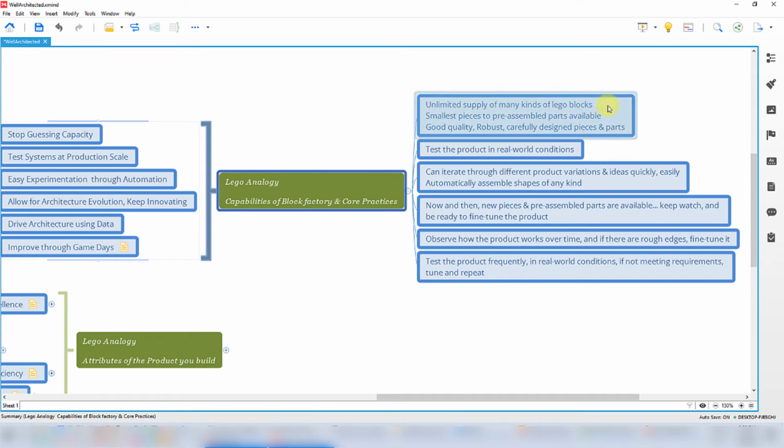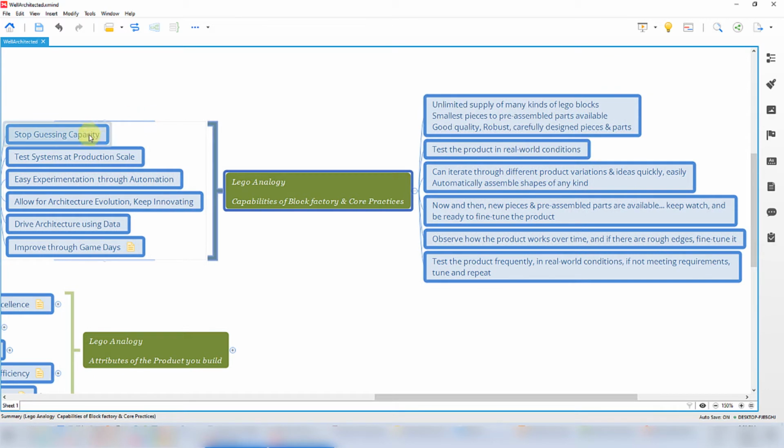So what you have is an unlimited supply of many different kinds of Lego blocks, and you get components from the smallest pieces to pre-assembled parts available on the cloud, and you have high quality, robust, and carefully designed pieces and parts. So you don't have to guess in advance what computing resources you need and how many of them you need. And you should be testing your product in real world conditions, like you would test software at production scale. You can iterate through different product variations and ideas quickly and easily.